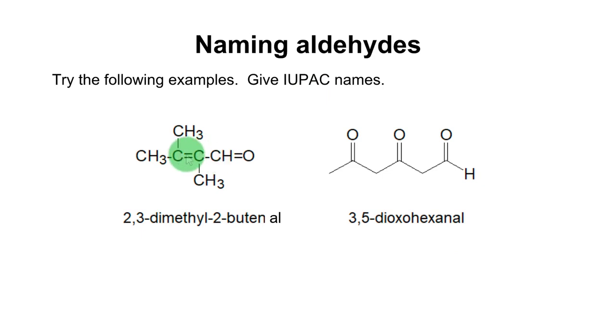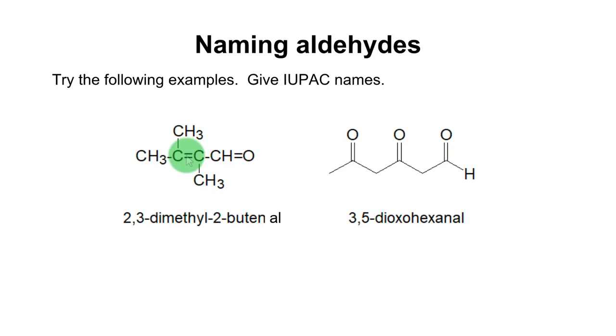The longest chain, 1, 2, 3, 4. So butane. But because it's got an alkene in it, it's butene. We're going to number from this end, 1, 2, so the ene starts at carbon number 2, so it's 2-butene. But because it's an aldehyde, it should be 2-butenal. And it's got 2 methyl groups, one at carbon number 2 and one at carbon number 3, so it's 2,3-dimethyl-2-butenal.